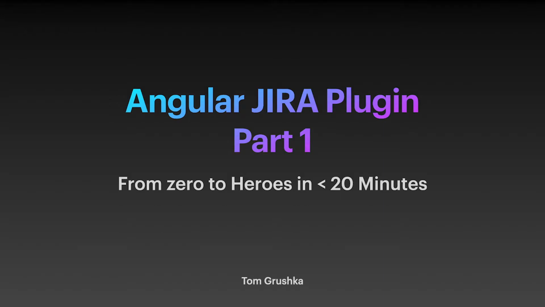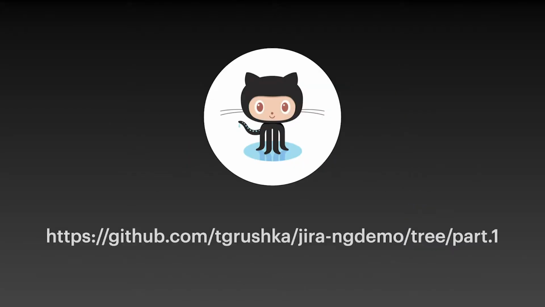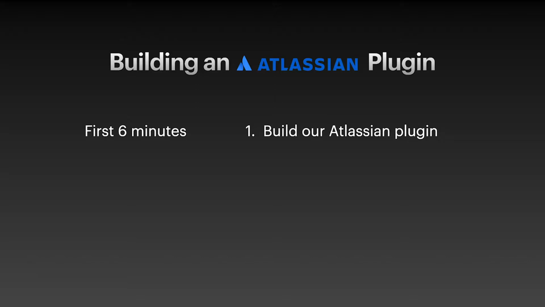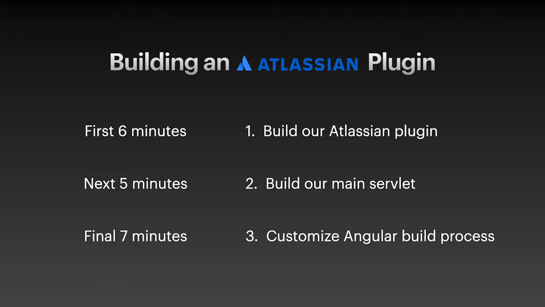Welcome to my first tutorial on how to build an Atlassian JIRA plugin using an Angular frontend. And of course this tutorial is Mac specific. The source code for this tutorial is available on my GitHub account at github.com/tgreshka/jira-ngdemo/tree/part.1. We will complete this tutorial in 3 steps. First we'll build the plugin, then we'll build our main servlet, and then we'll customize the Angular build process.